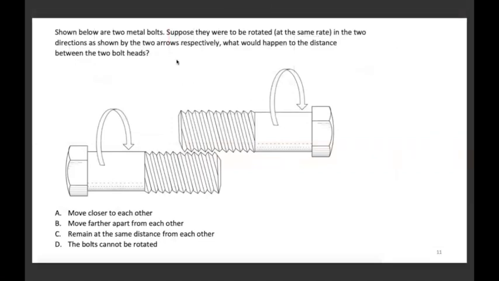Shown below are two metal boards. Suppose they were rotated at the same rate in the two directions as shown by the two arrows respectively, what would happen to the distance between the two boards? If you are rotating the two boards in the same direction, they will actually remain at the same distance. There won't be any movement except for circular movement that you are doing. So in this case, option C is the one which is they both remain at the same distance will be correct. Okay. We'll move to the next one.